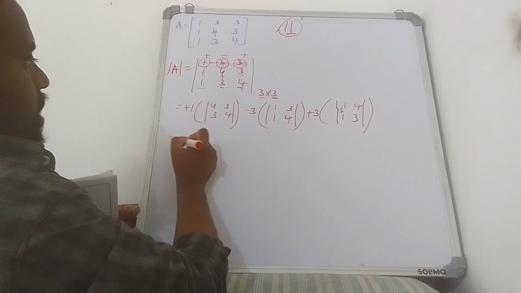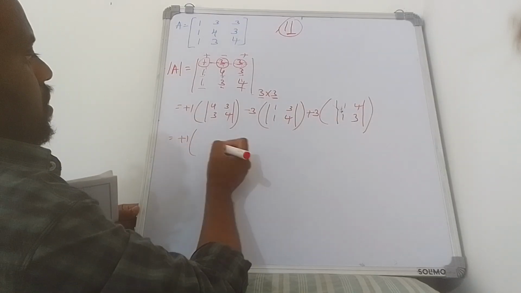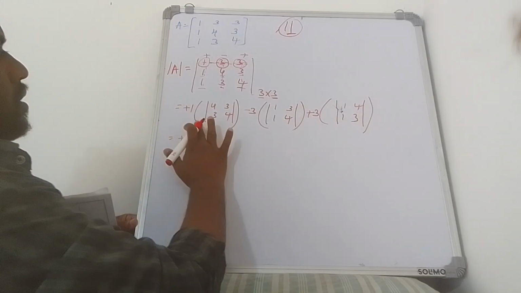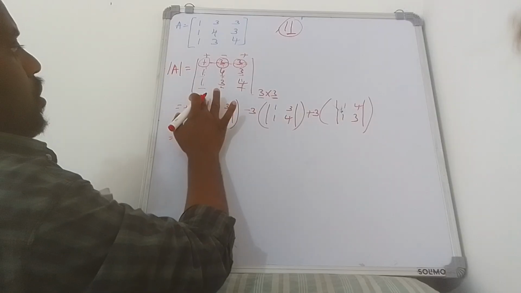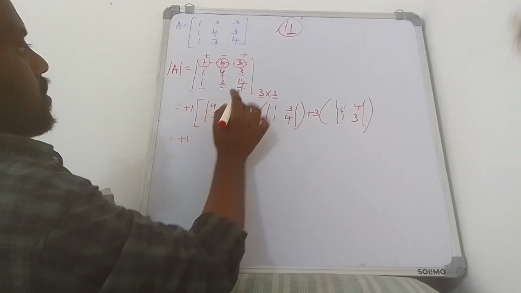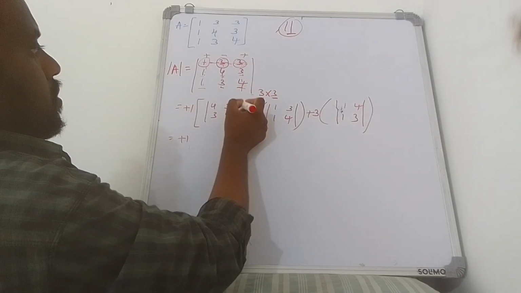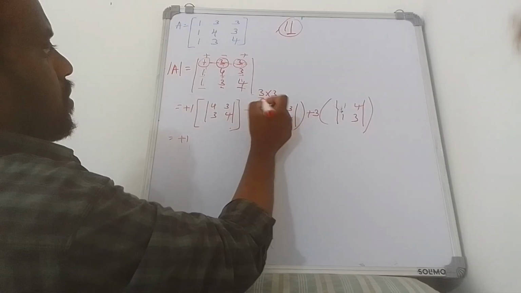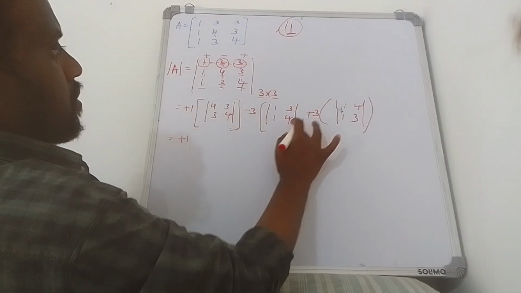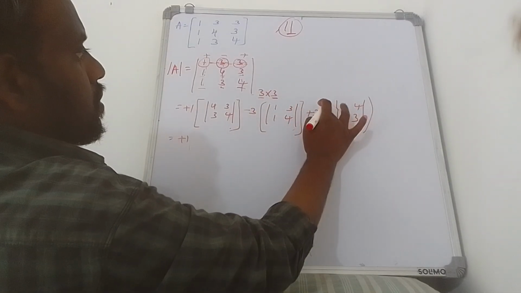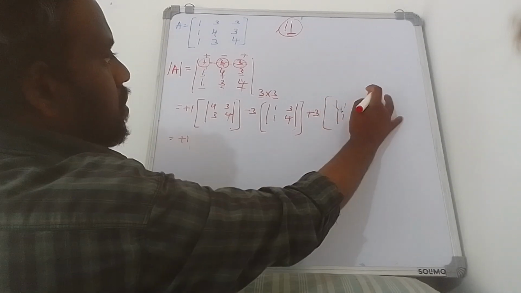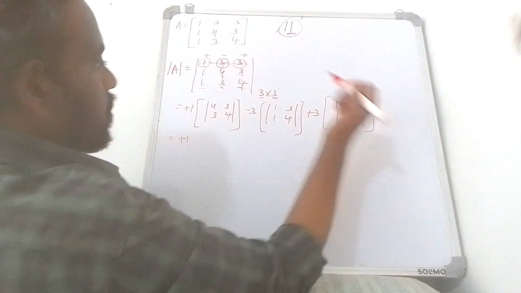Next, write this plus 1 as it is. Open the bracket. Use square brackets for this.